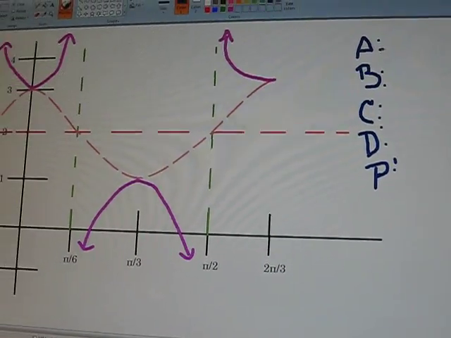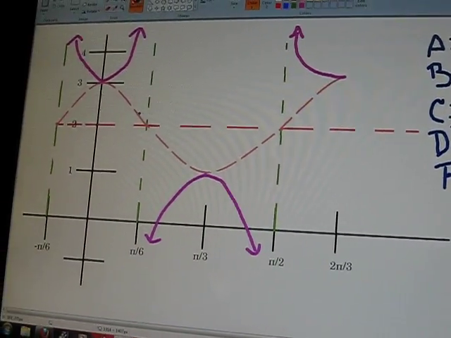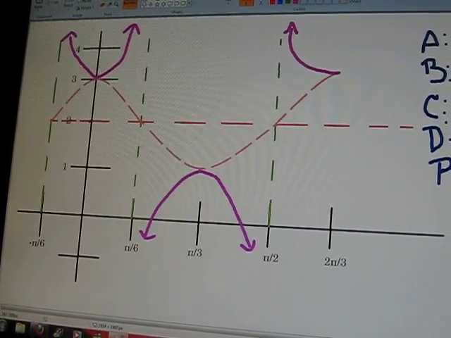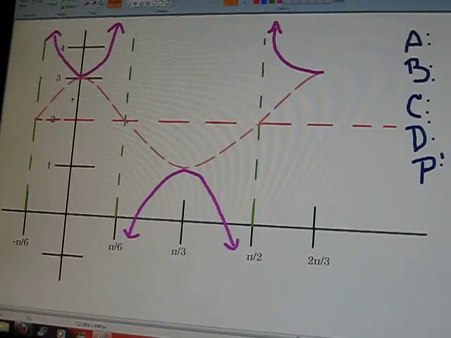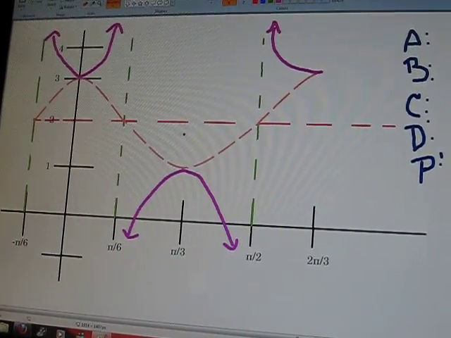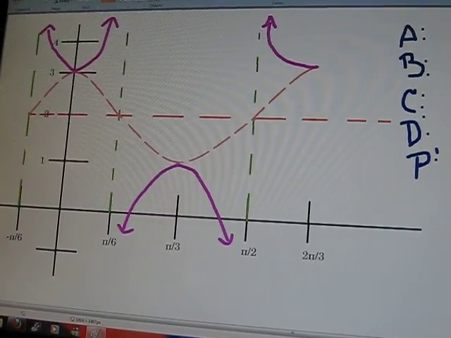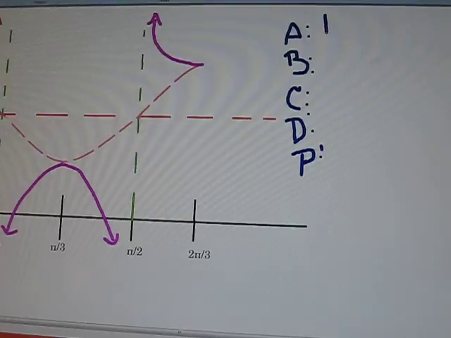Anyway, a is the amplitude. So to find amplitude, we look at the line of origin and see how far from the line of origin to the max point, and it's 1 unit, and you can check that with going from the line of origin to the minimum. So it's 1.